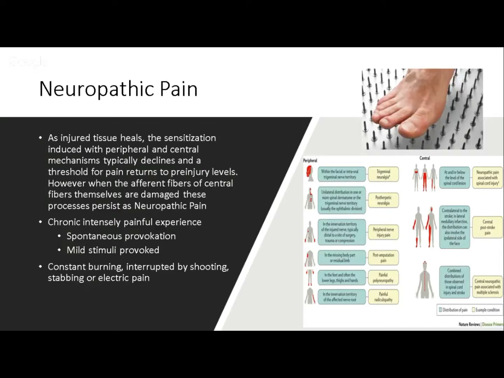Post-stroke pain, which results from, say, thalamic stroke, right, or in lateral medullary infarction. And then a combination of these two. So these are some examples of neuropathic pain. Here, there's actual damage to the neuron, which could be central or peripheral, that results in pain.